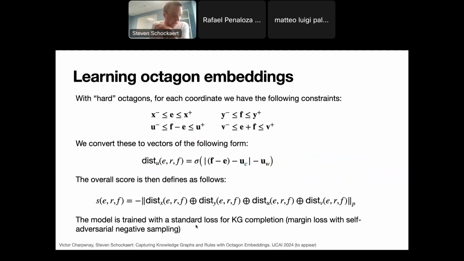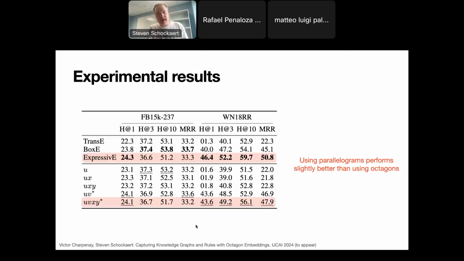And then we aggregate all these distances, the distance vector, so the penalties that say how much the constraint that a certain pair of entities should be in the octagon or outside the octagon is violated, right? And that becomes our scoring function. Then we train the knowledge graph embedding model pretty much in the standard way. We have a typical knowledge graph embedding loss, which is a margin loss with self-adversarial negative sampling. Details don't really matter. And yeah, we can see how well it works.